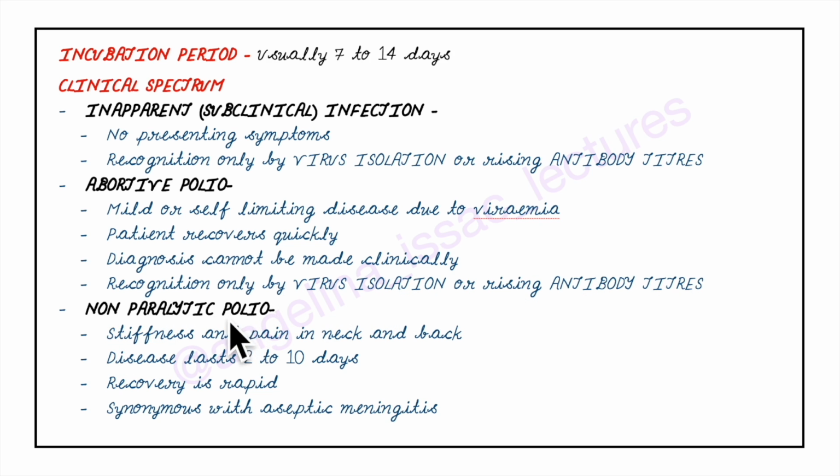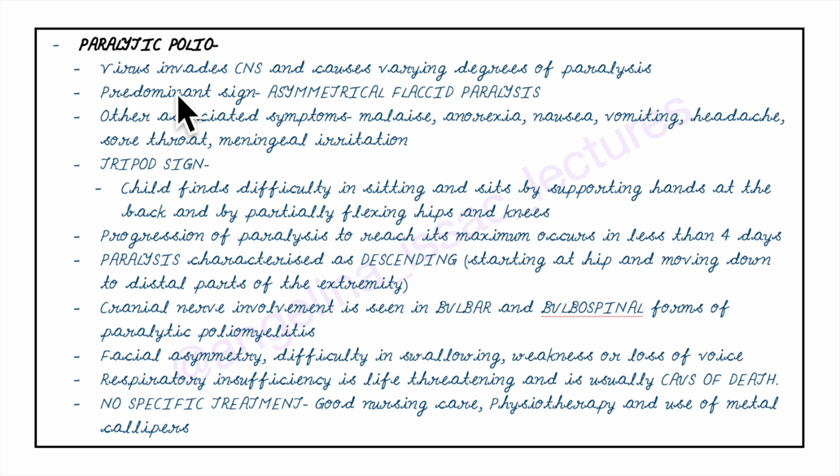Now, the non-paralytic polio includes stiffness and pain in the neck and the back. Disease lasts for 2 to 10 days. The recovery is rapid and it is synonymous with aseptic meningitis. Moving on to paralytic polio, the virus invades the CNS and causes various degrees of paralysis. The predominant sign is asymmetrical flaccid paralysis. Other symptoms are malaise, anorexia, nausea, vomiting, headache, sore throat and meningeal irritation.